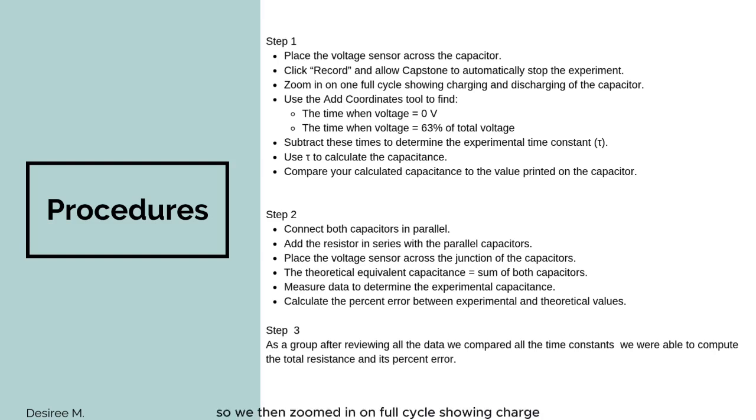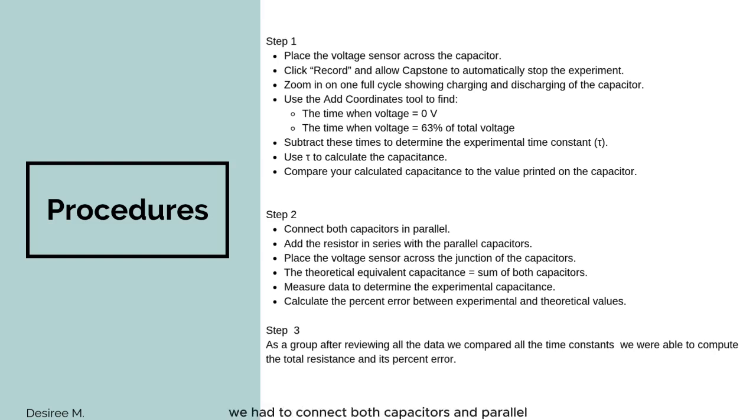We then zoomed in on a full cycle showing charging and discharging of the capacitor. Then we used the add coordinates tool to find the time of voltage at 63% of total voltage. We then subtracted these times to determine the experimental time constant. We then used the time constant to calculate the capacitance, and then compared our calculated capacitance to the value printed on the capacitor.